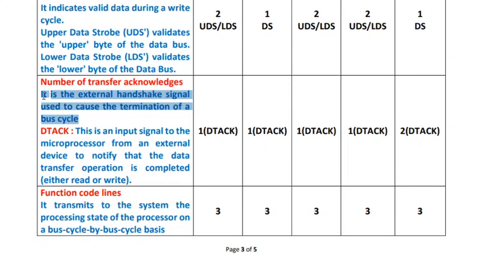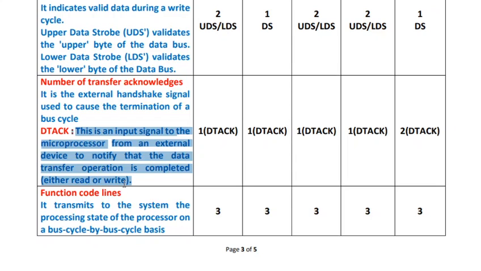Number of transfer acknowledgement basically indicates the number of external handshake signals used to cause the termination of a bus cycle. This is very important. It is an important signal to the microprocessor from an external device to notify that the data transfer operation is complete. It may be either read or write.